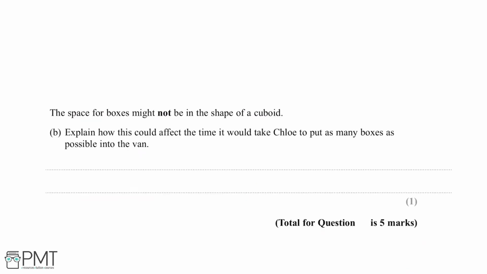The space for the boxes might not be in the shape of a cuboid. Explain how this would affect the time it would take Chloe to put as many boxes as possible into the van. So in part A we worked out how many boxes would fit into the van, and all of the boxes fit perfectly inside of the van. However, if this van might not be in the shape of a cuboid, then the boxes may no longer fit inside this van perfectly. And what this means is that fewer boxes will fit into the van, so therefore it would take less time. So in our answer we can write that if the boxes no longer fit along each edge, then fewer boxes may fit into the van, meaning it would take less time.